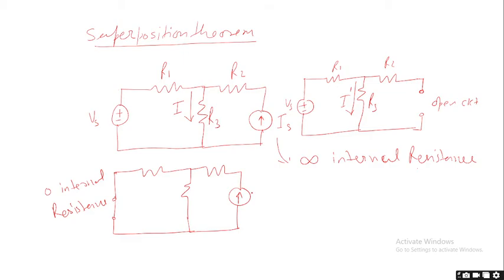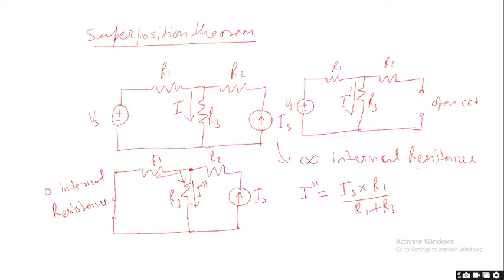So now this current Is will pass through resistance R2, and at this point this Is will distribute through R1 and R3, and let the current through R3 now be I double dash. So this I double dash will be calculated as I double dash is equal to Is into R1 upon R1 plus R3. This is the current distribution law for two parallel branches.